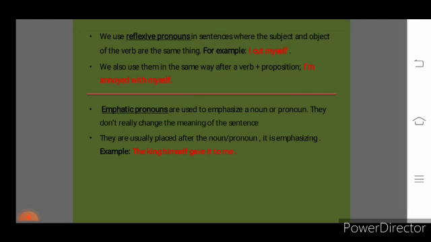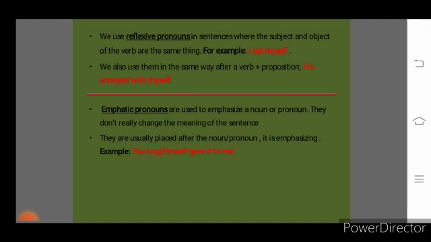Emphatic pronouns are used to emphasize a noun or pronoun. They don't really change the meaning of the sentence. It means if you remove the emphatic pronoun from the sentence, the meaning of the sentence will not change. Clear? Now, they are usually placed after the noun or pronoun. This is a very important thing, students, to note. So, they are used after the noun or a pronoun.